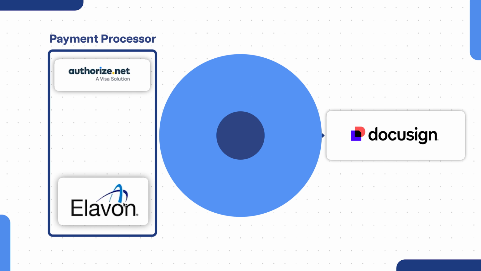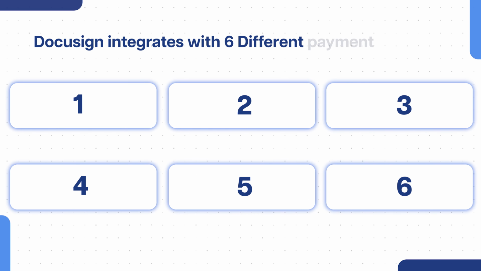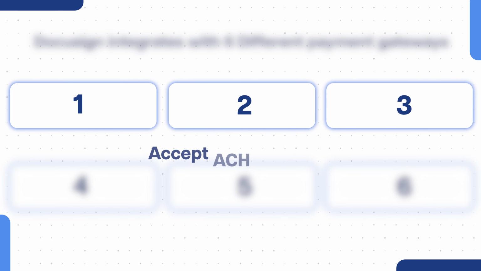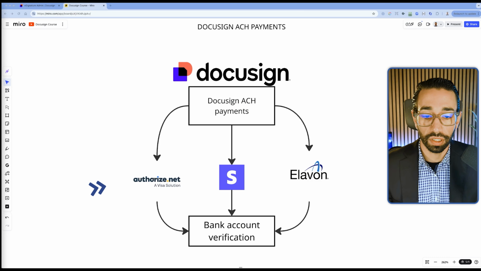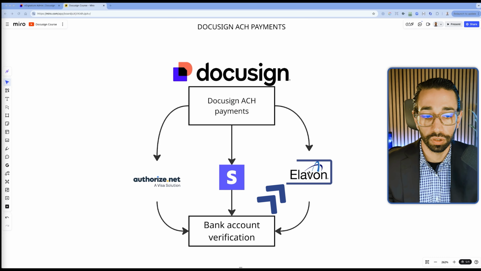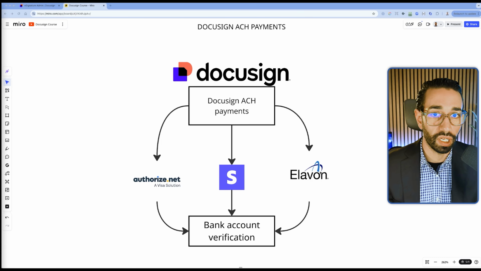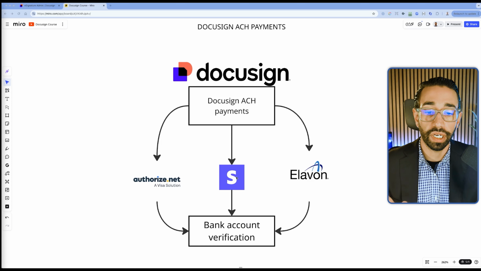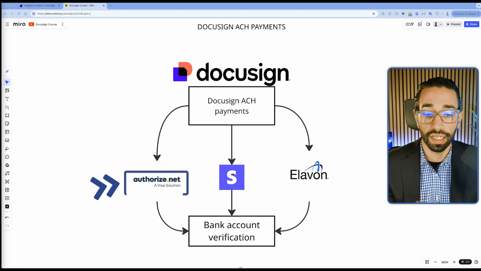If you want the ACH payment to happen at the time of signing the envelope, for when your customers sign a document. And so, although Docusign integrates with 6 different payment gateways, only 3 of them accept ACH payments: Authorize.net, Stripe, and Elavon. I have not personally worked with Elavon, so I can't give you my take on it, but I can give you pricing and how the solution works for Authorize.net and Stripe.